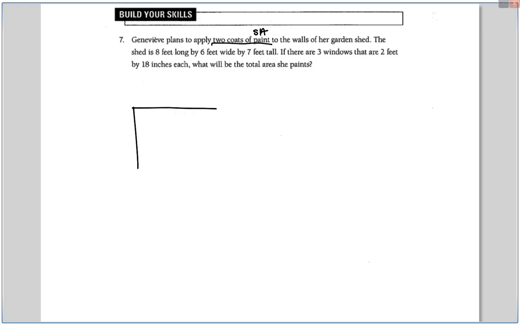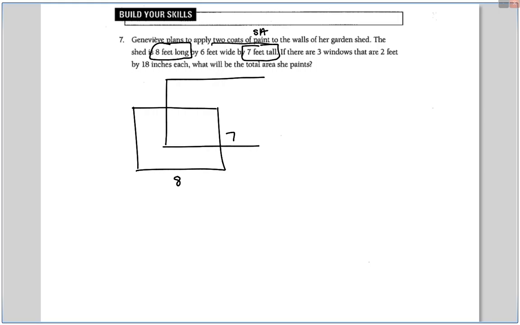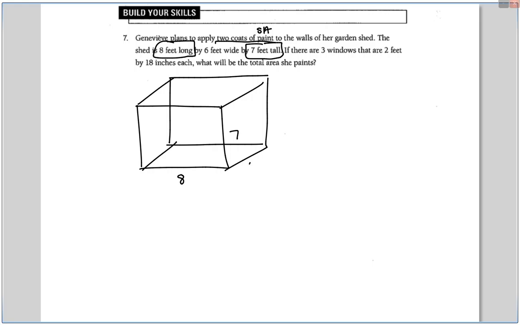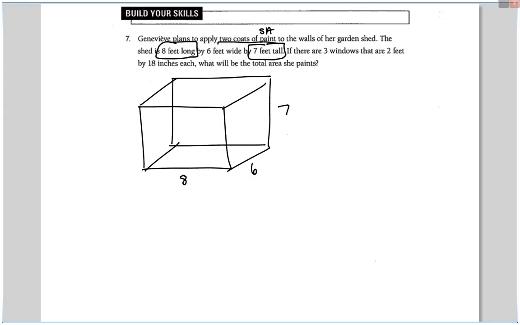Draw in a rectangle. It's usually how I start these things. 8 by 7, because it's 8 feet long and 7 feet tall. Then I draw another rectangle behind it. Connect the edges. And I can put the 6 wide. And I'm just going to erase that 7 and put it over here so it looks better. So there's the shed, and I need to take out 3 windows.